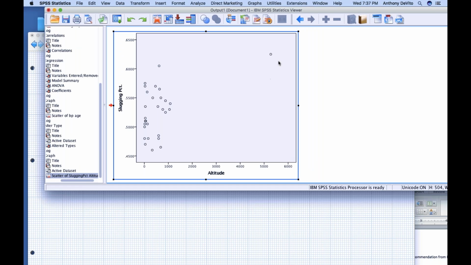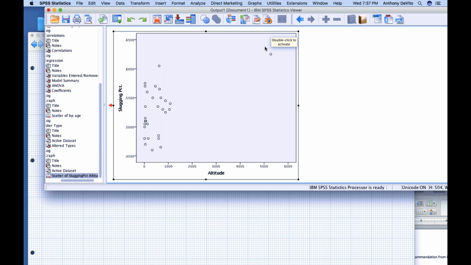Okay, I've got a problem. I have an outlier here. Somebody at a very high altitude has an extremely high slugging percentage, much different than the others. And it's really kind of throwing all this data off. Maybe this is based on too small a sample size or something like that. I'm going to say to myself, let me eliminate that outlier and see how this looks instead.